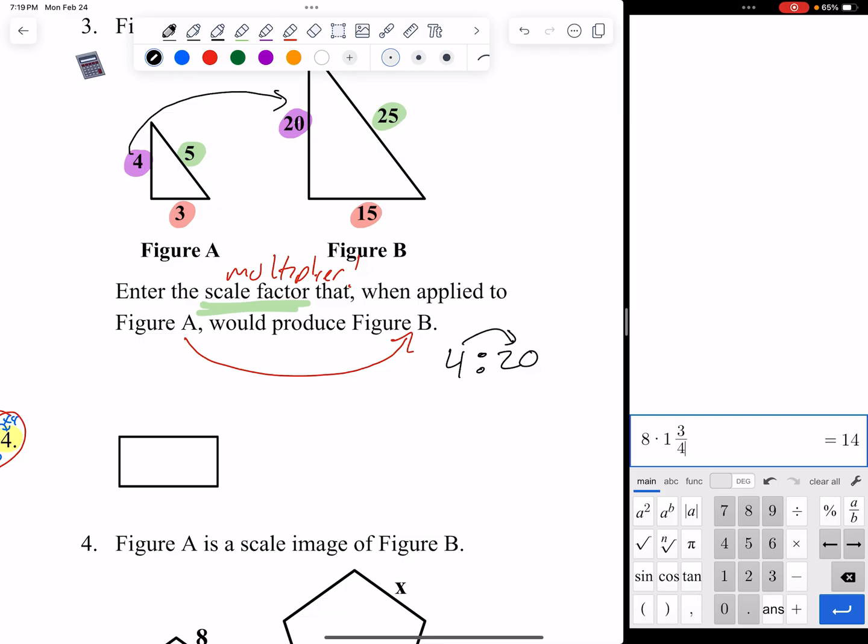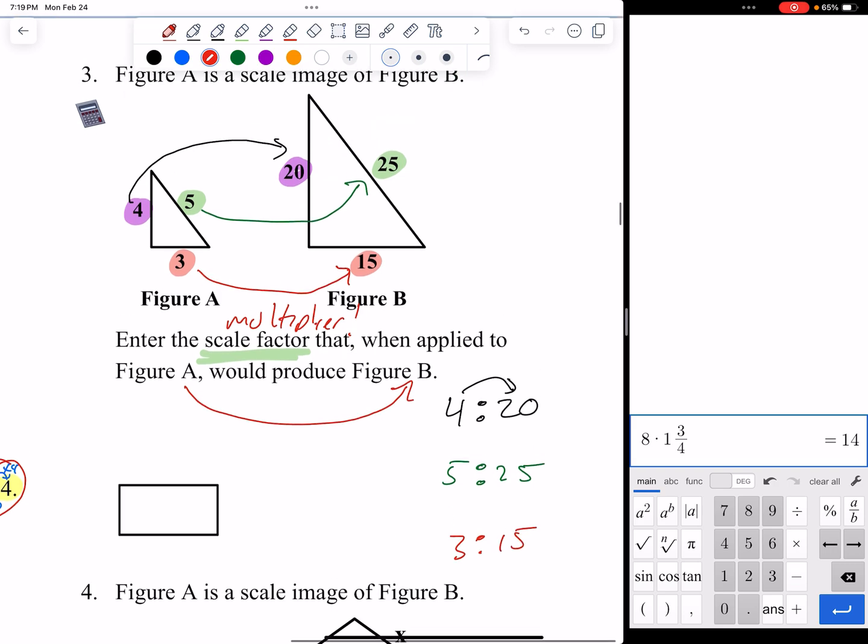So how did I go from here to here? How did I go from 5 to 25? And here, there's a little mini lesson here. Okay, sorry, got to do it because this will help you for the whole thing. And then how did I get from 3 to 15?